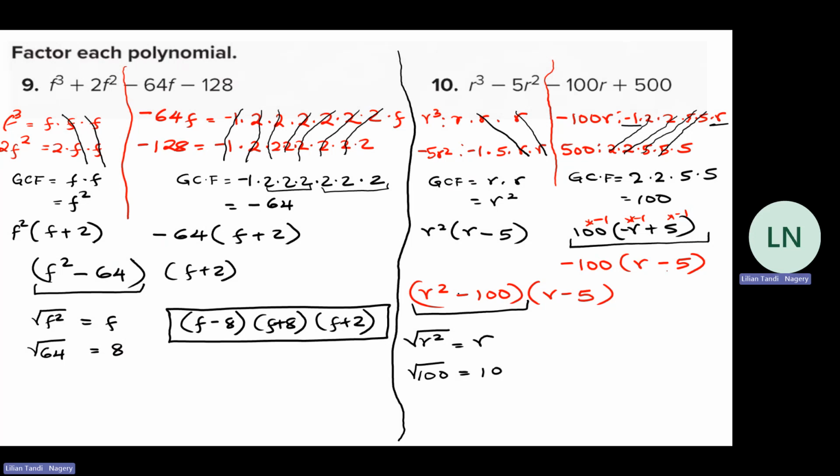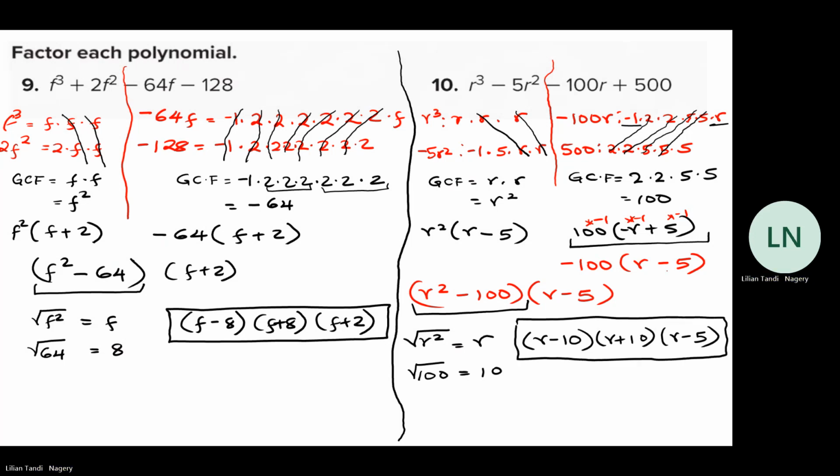And how to factor out a perfect square polynomial? So you're going to open two brackets. We're going to have r minus 10, and r plus 10, plus what you did not use, r minus 5. And this is the answer, and we box it. Okay.